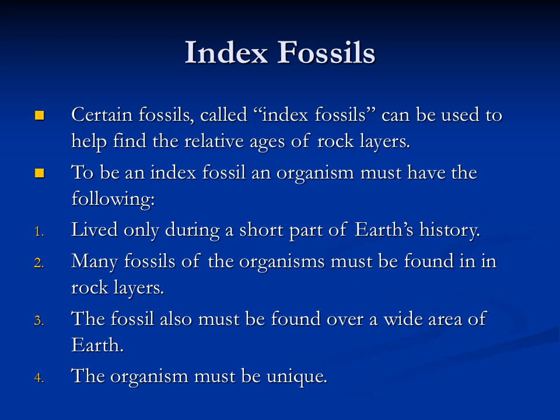So to be an index fossil, an organism has to have the following. They have to have lived only during a short part of Earth's history, so they didn't live long. Many fossils of the organisms must be found in the rock layers, so there had to have been a lot of this type of organism. The fossil must also be found over a wide area of Earth. So, okay, this thing did not live for a long time, but there were lots of it and spread out all over Earth. And that organism must be unique.